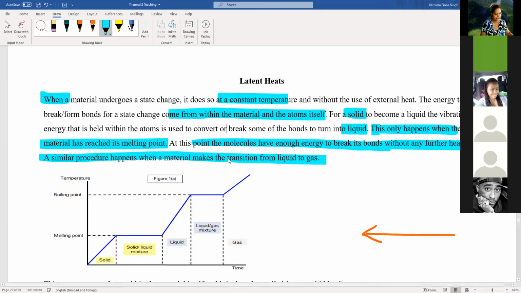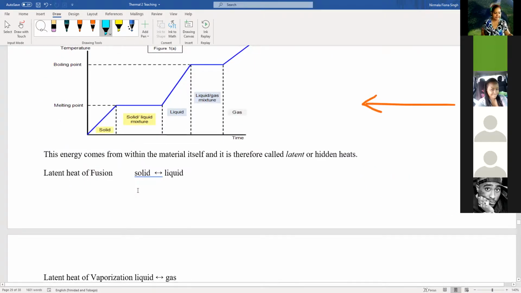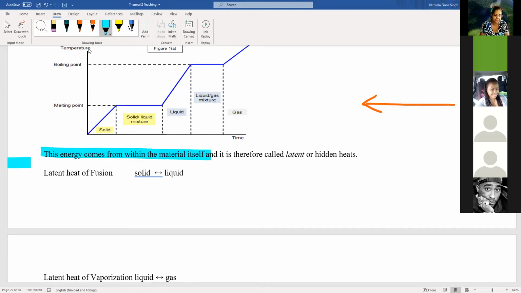So let's continue reading. We looked at the graph just now. The energy that comes from within the material itself is therefore called latent or hidden heat. Latent means hidden. And why do we call it hidden? Because it actually comes from within the material itself.